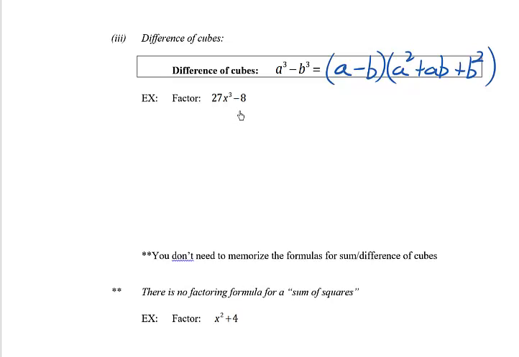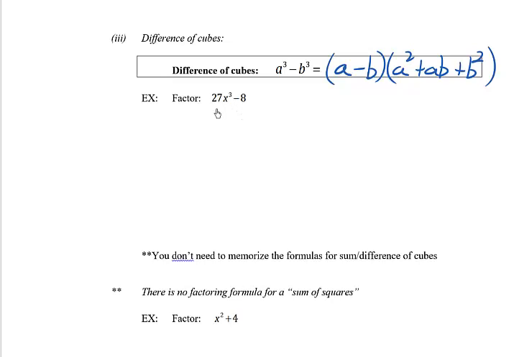Step 1, pull out the GCF. I don't think I have anything in common. Nothing goes into both 8 and 27 evenly other than 1, so I can't pull out the GCF. Step 2, count the number of terms left. Well, I have 2 terms. Then I just need to see if it fits one of those 3 patterns. It does have a minus sign in the middle, so that'll be one of the differences.